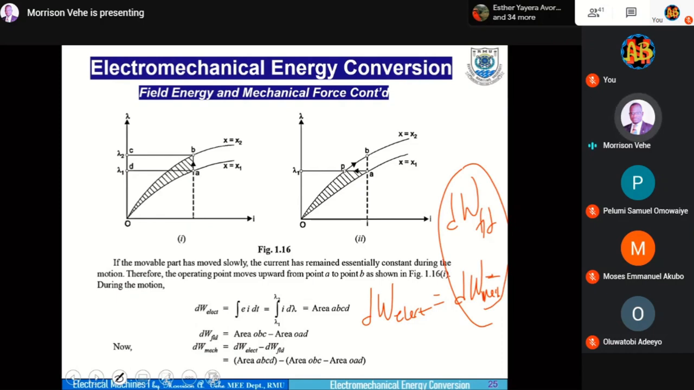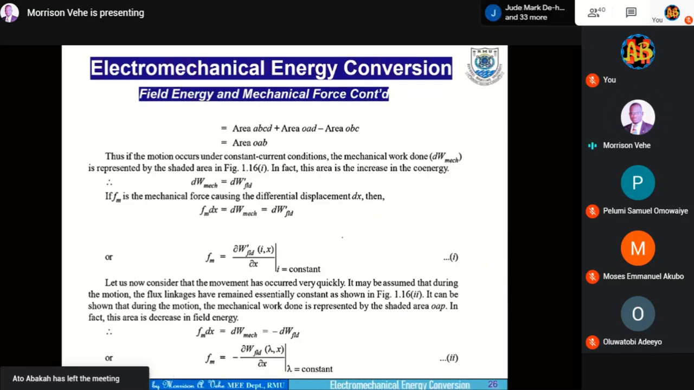Now, if that is the case, then we can say that our mechanical is basically going to be what we have here, this area minus that. Already we know that the field is as a result of this minus this, so this is representing the field, so that we can have our mechanical system.